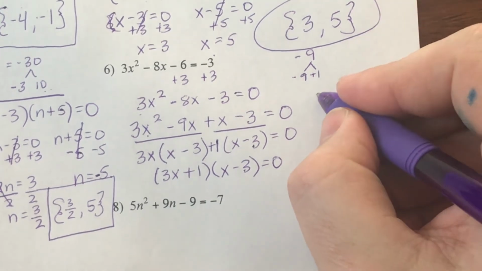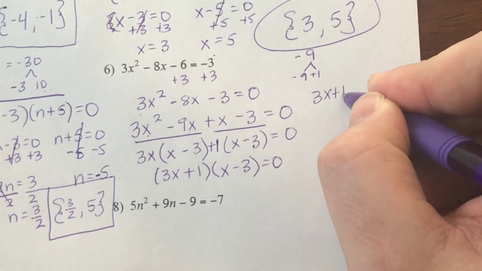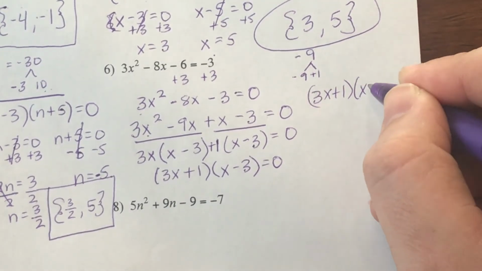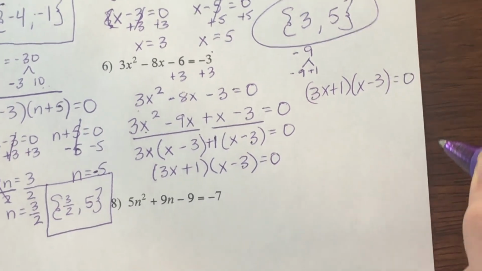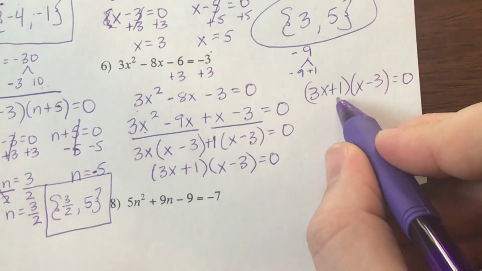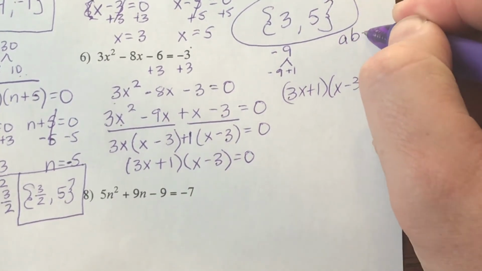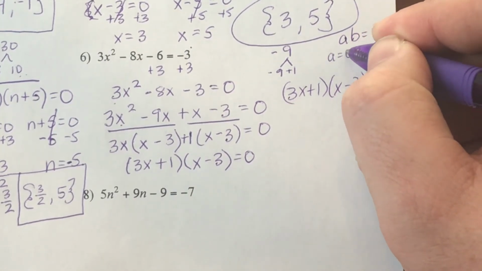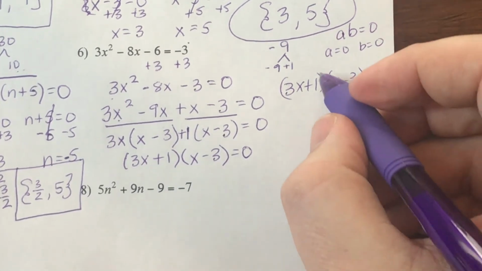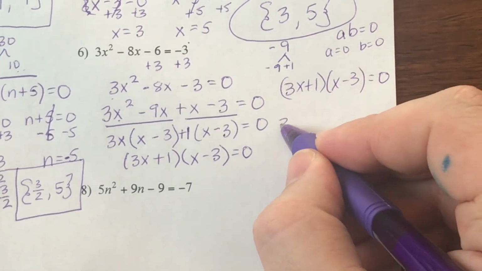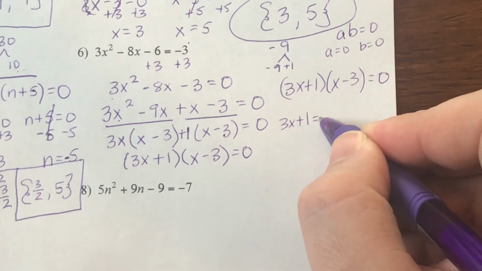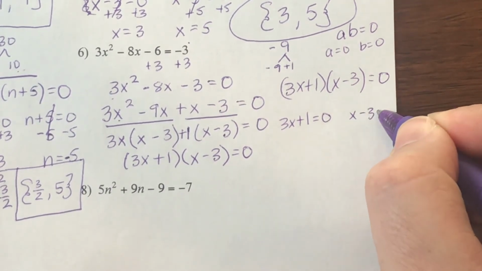Now I'm going to take it to the side, and I'm going to say 3x plus 1 and x minus 3 equals 0. And then I can rewrite, based on the zero product rule, if AB is equal to 0, then A is equal to 0 and B is equal to 0. So 3x plus 1 is equal to 0, and x minus 3 is equal to 0.